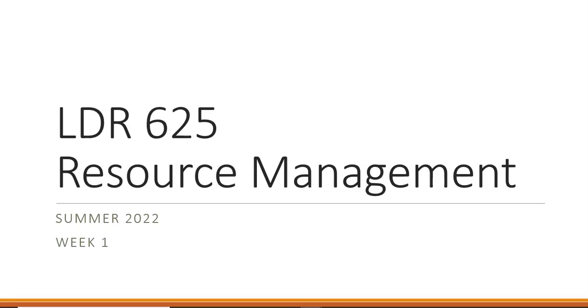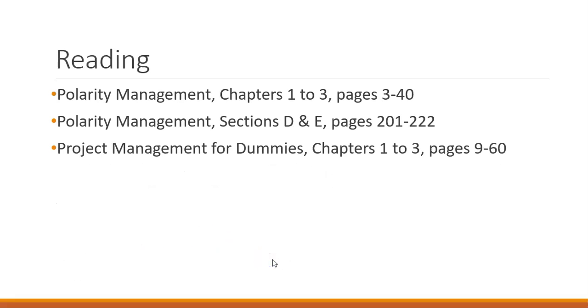In this first week, we're going to be looking at the readings, starting with polarity management, and then sections D and E. So the alphabetical sections in the back of the book Polarity Management are small case studies and activities that you'll go through. And then chapters 1 to 3 of Project Management for Dummies.